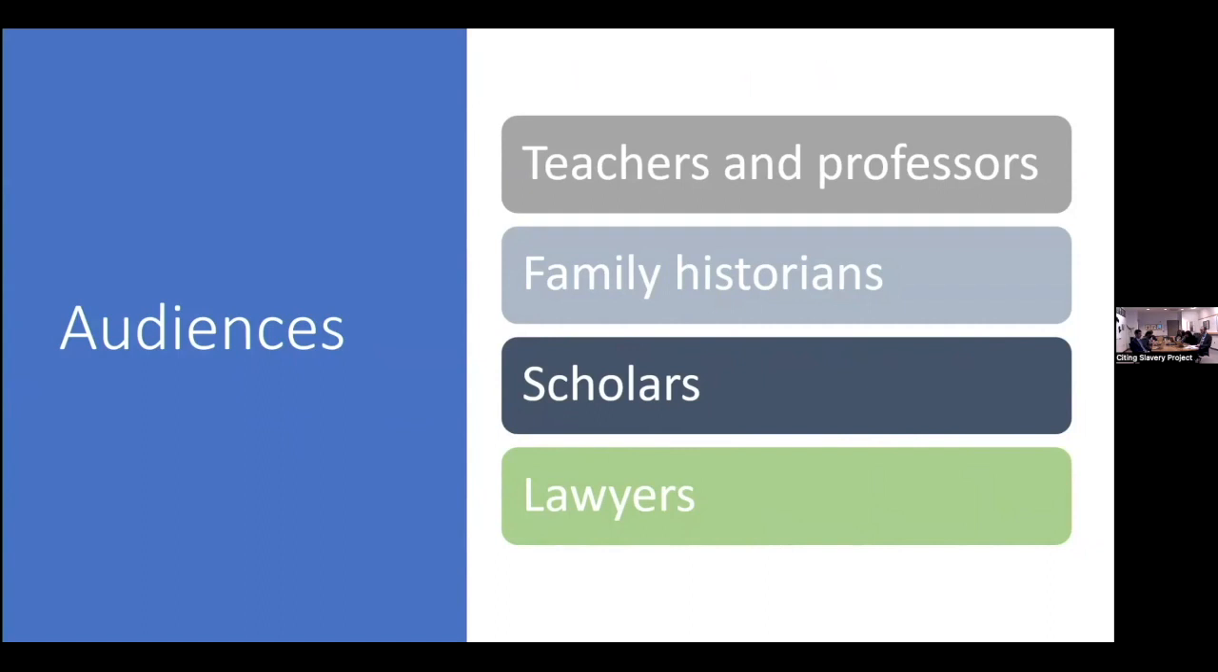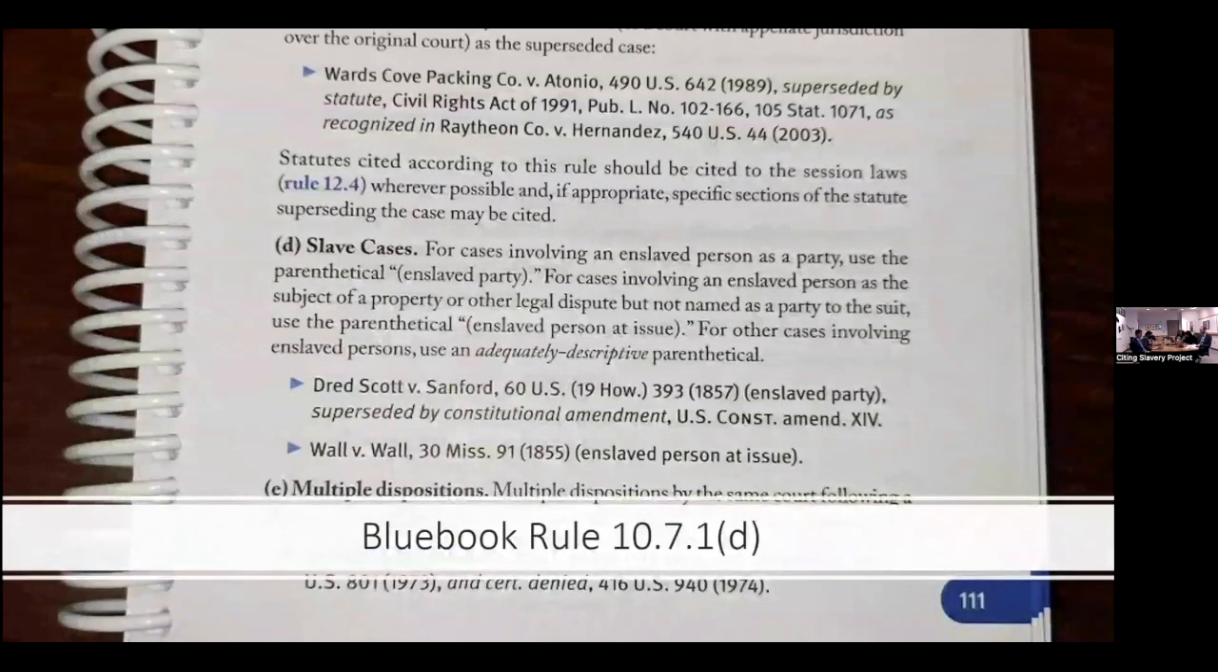This year, the Blue Book, the citation manual used by lawyers and legal scholars, added Rule 10.7.1D, which requires lawyers citing slave cases to acknowledge when an enslaved person was the subject or object of a dispute. This rule has received attention from law librarians, scholars, and a reporter for the Washington Post. It has even faced some pushback from Will Baude and Stephen Sachs, prominent scholars at the University of Chicago and Harvard, respectively, who have described it as legally misleading, morally misguided, and unscholarly. As this reaction suggests, we have a lot more work to do. We'll talk about some of that work now.